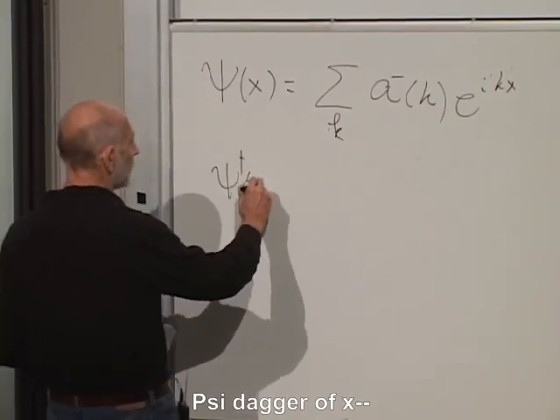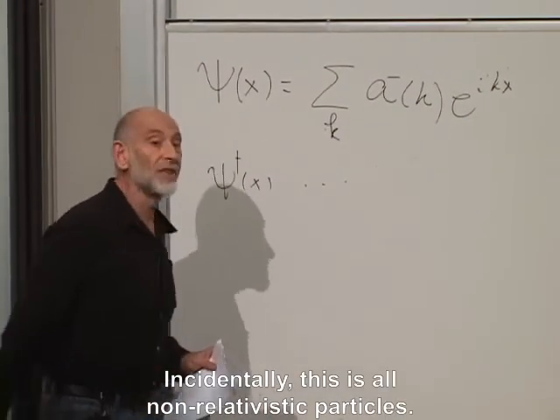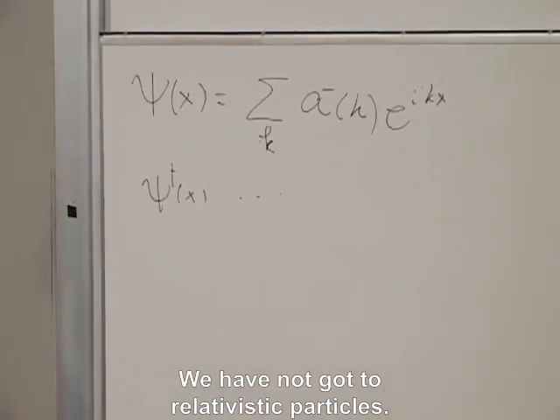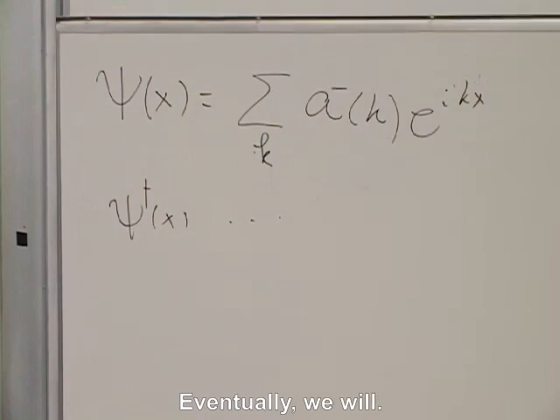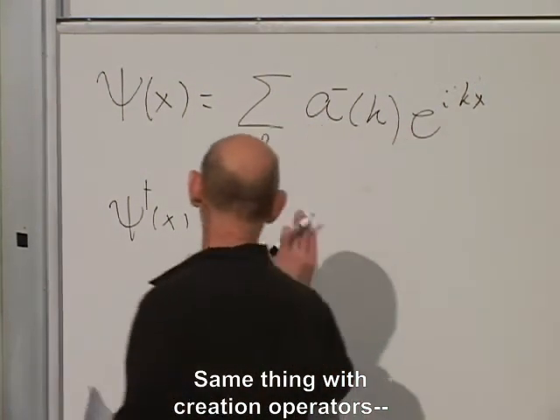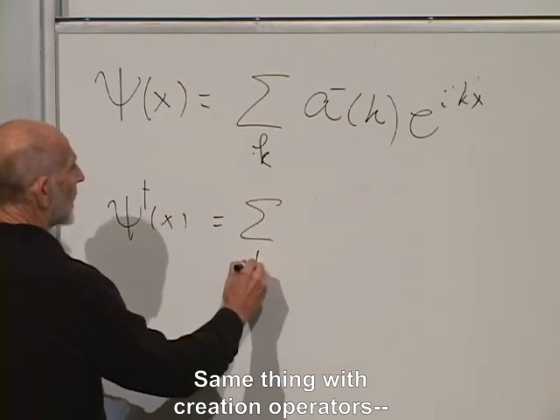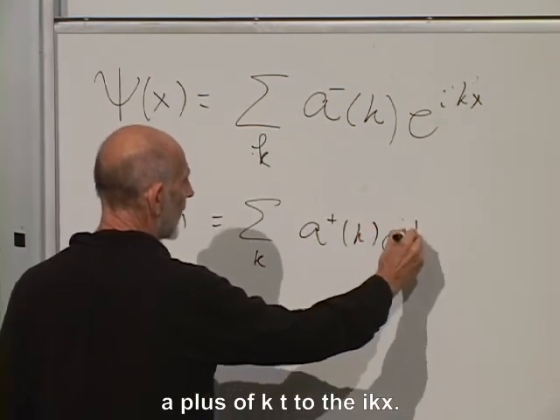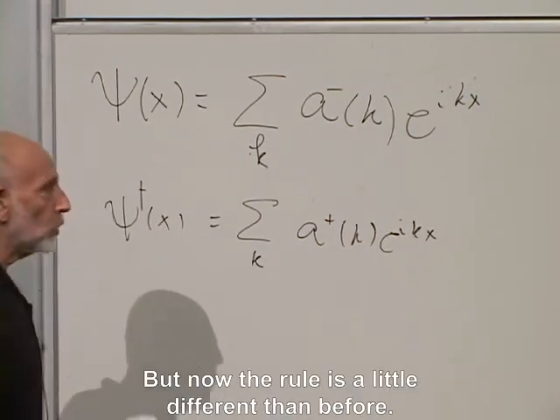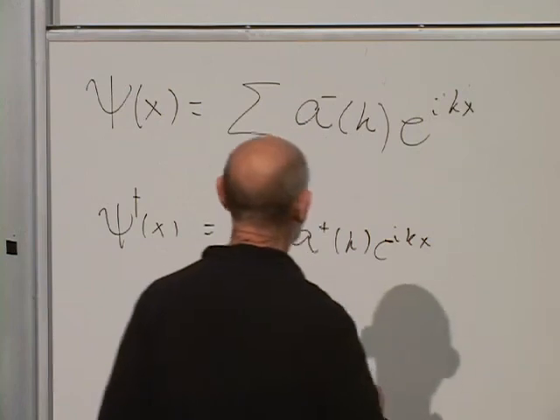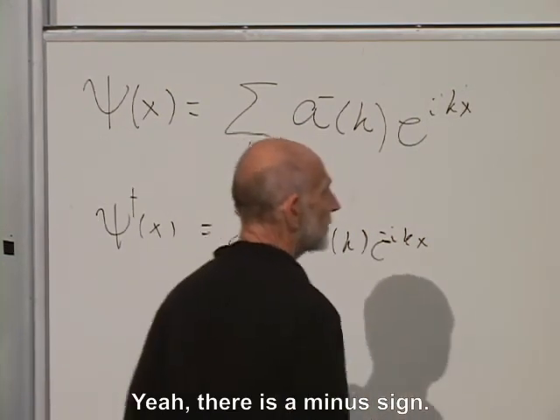Psi dagger of x, same thing. Incidentally, this is all non-relativistic particles. We have not got to relativistic particles. Eventually we will. Same thing with creation operators: A plus of k, e to the i kx. But now the rule is a little different than before. Yes, there is a minus sign.